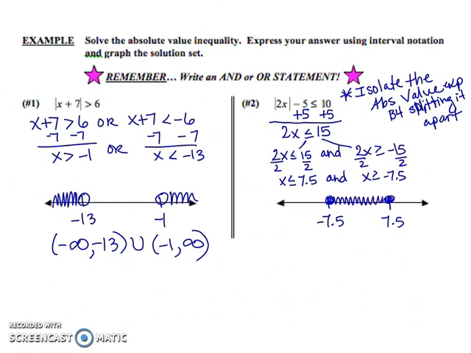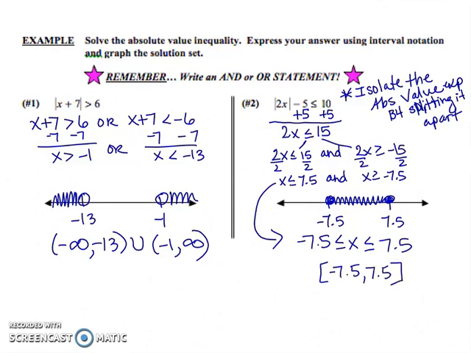Now we could write our answer as a sandwich. We could totally write this as negative 7.5 is less than or equal to x, which is less than or equal to positive 7.5. And we can also express this in interval notation. It would be square brackets, negative 7.5, comma, positive 7.5, with solutions in between.